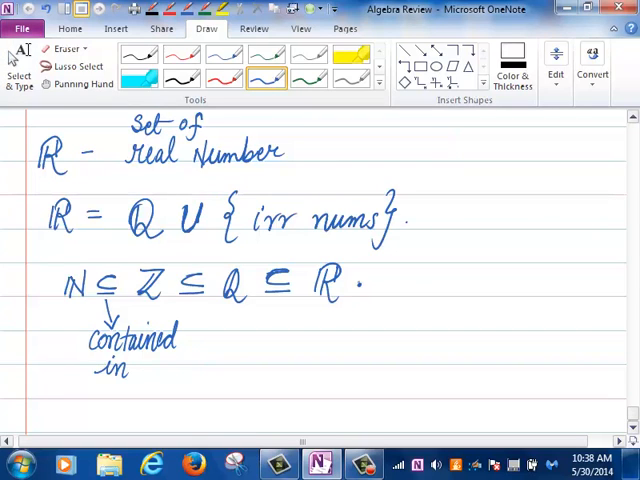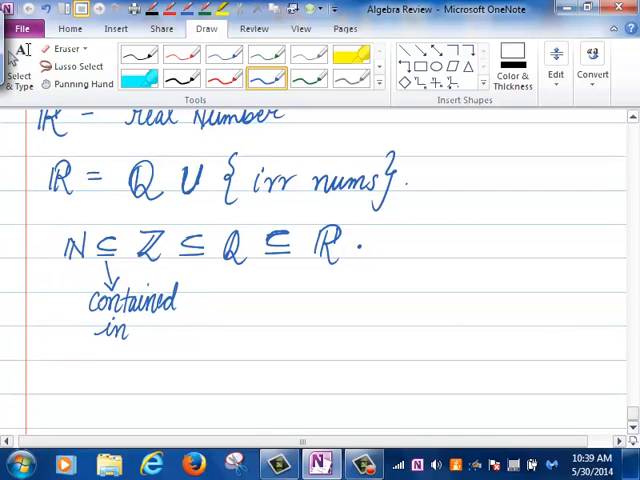Now, one question that you need to ask is, how many real numbers are there? Of course, there are infinitely many, but so is the collection of natural numbers. There are infinitely many natural numbers, so how many real numbers do you have? How do you quantify that?